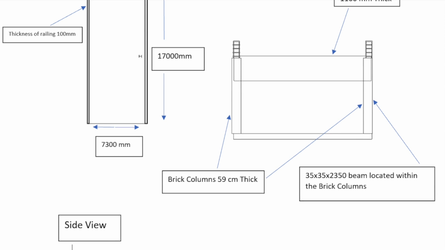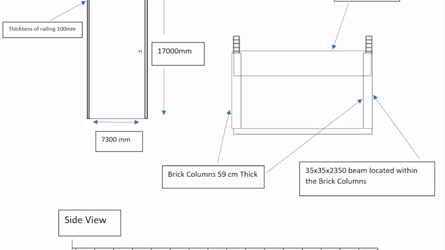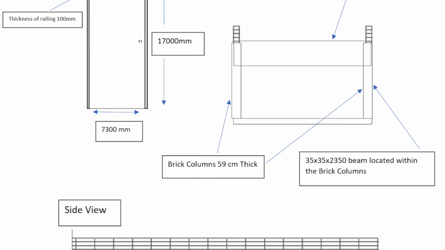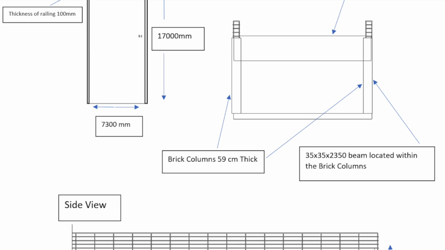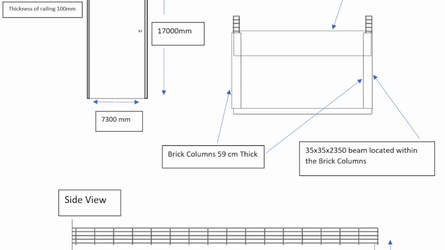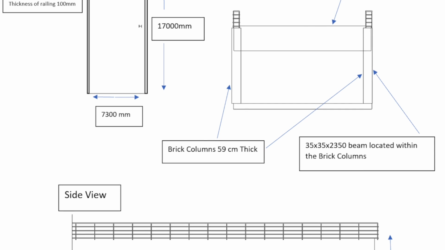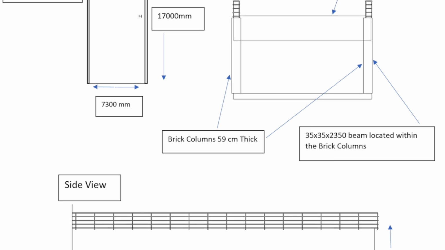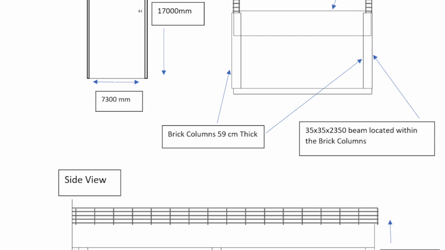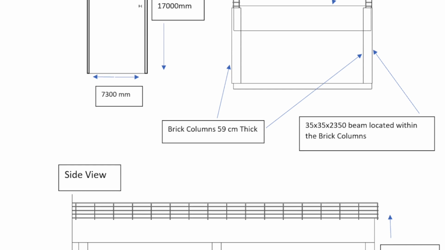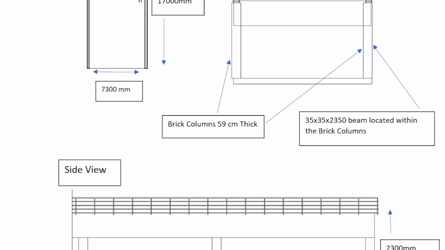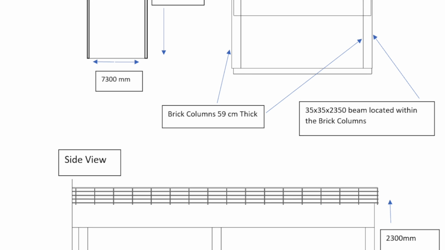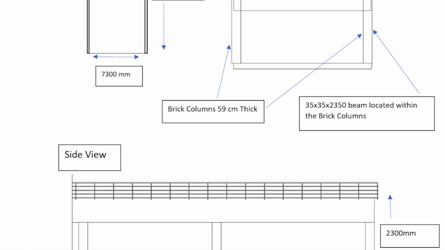In total, the bridge is 17 meters in length and 7.3 meters in width. The 6 brick columns around the reinforced concrete columns are 59 centimeters in thickness, and the 6 reinforced concrete columns on the inside are 35 by 35 by 2,350 mil. The bridge's total height is 2,350 mil.